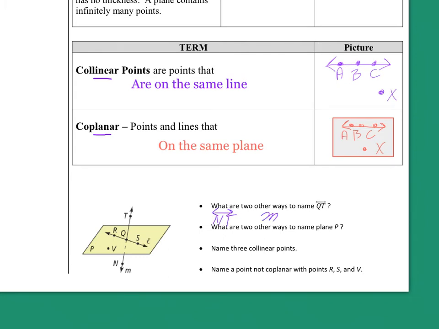Two other ways to name plane P. Well, looking at our picture, here we've got that kind of italicized script P. So this yellow plane, which again, just looks like a shape because we can't really picture it well. Some other ways to name it, well, we could say that it is plane RQV, and that would be one. We could also say RSV if we wanted to. We could not say RQS because those points are on the same line.